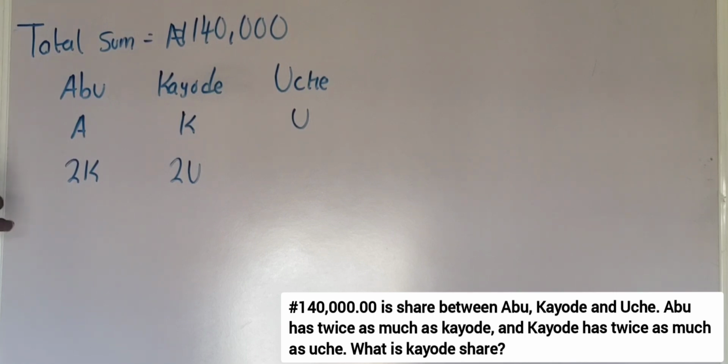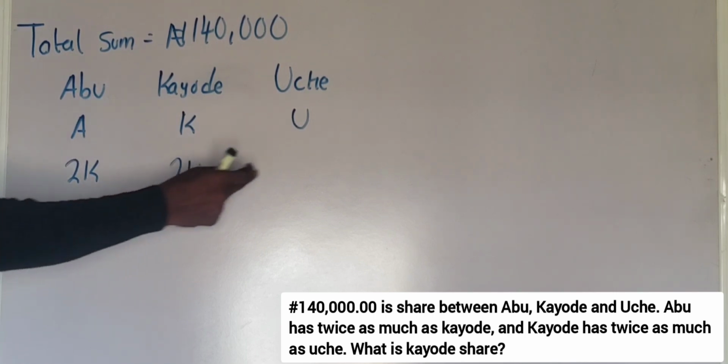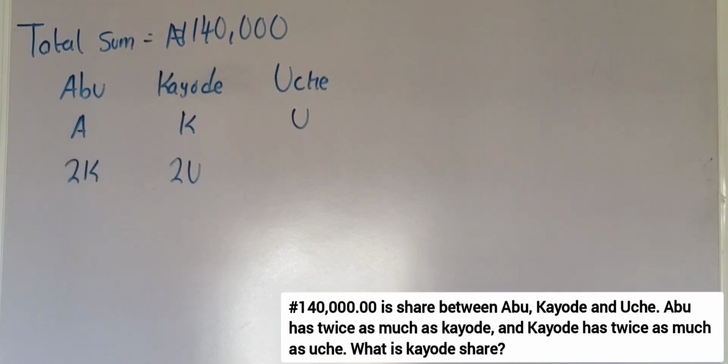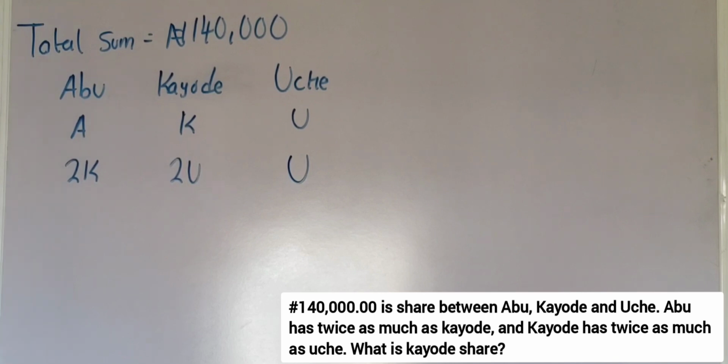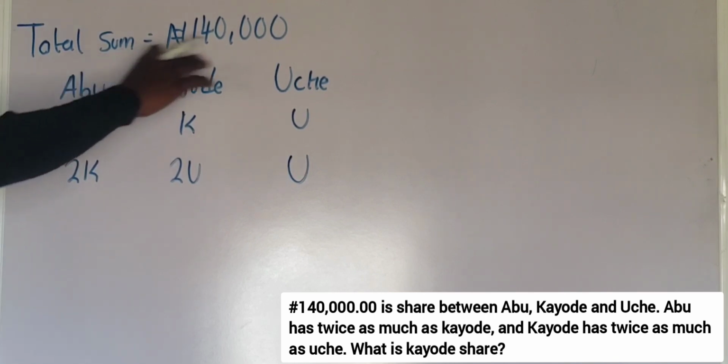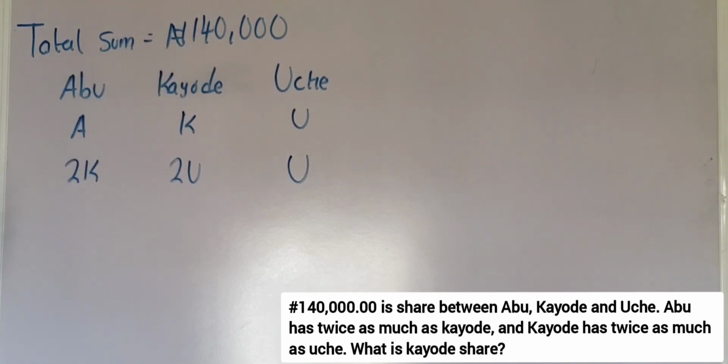You see, if I know the value of Uche's share, I can determine Kayode's share because the amount that Kayode receives is 2 times the amount of Uche. Do you understand? So let me represent Uche's share as U. The amount that Uche received among this 140,000 naira is U. Do you understand? Now, please, I want you to pay attention.